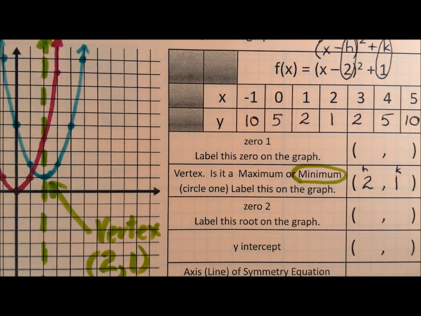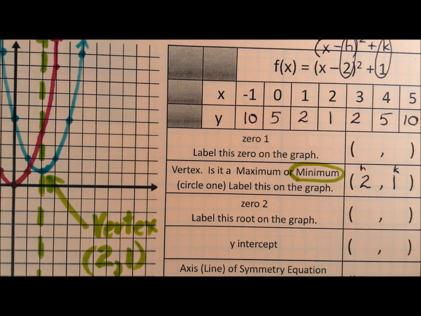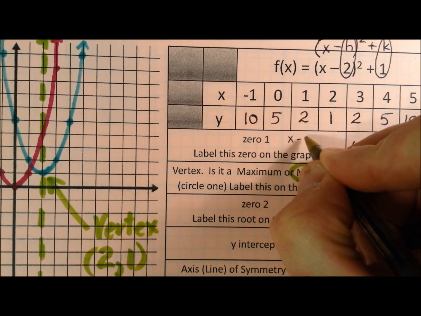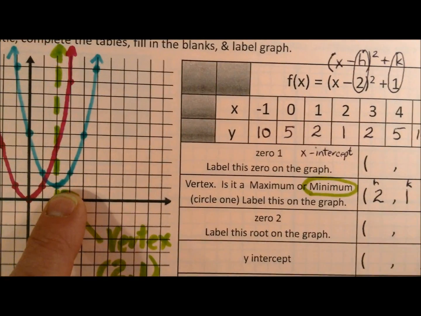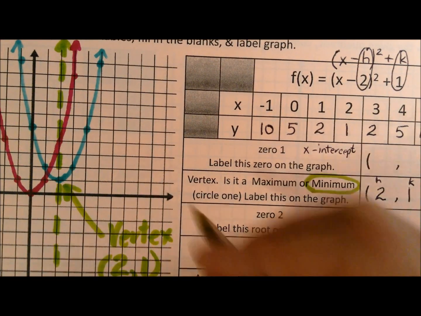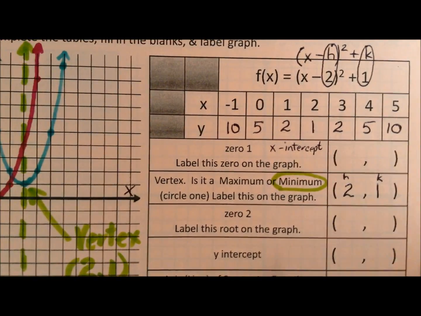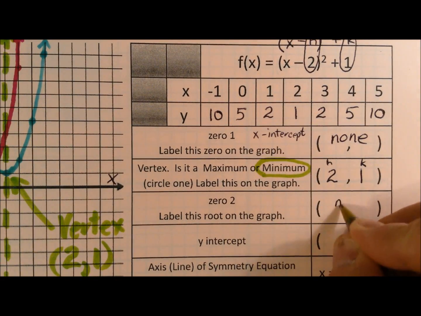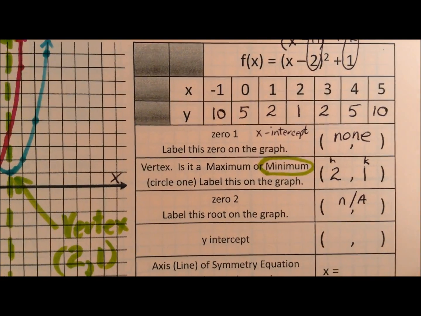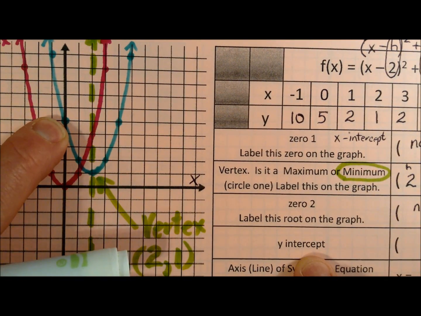Okay. Now, do I have any zeros? Do you remember what zeros are? I hope you do. Remember, the zeros are x-intercepts. Does the blue parabola cross the x-axis? I hope you look at this and say no. So I don't have any zeros. None, or not applicable, whatever. Do I have a y-intercept? Absolutely, right there. That's where it crosses the y-axis.